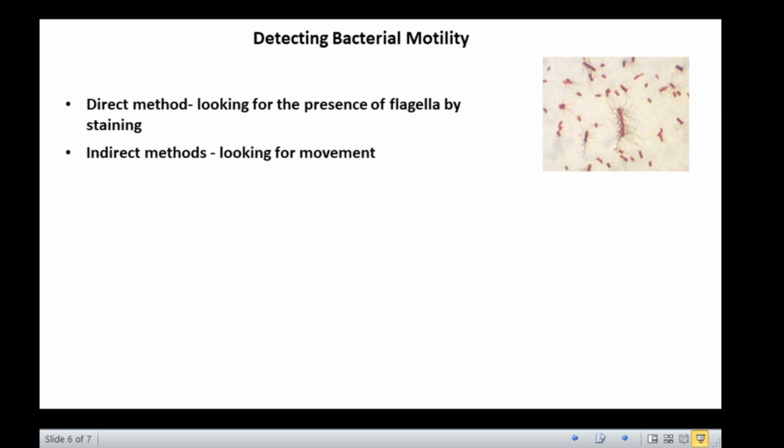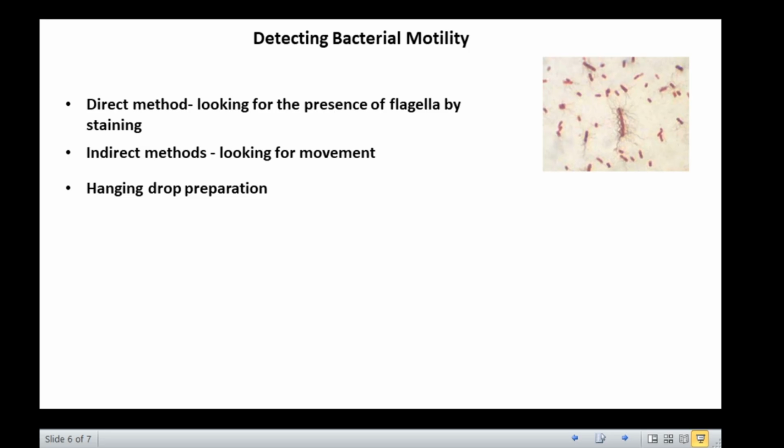Indirect methods involve looking for movement. Microscopy is a very commonly used method. It is possible to watch living bacteria swim around using the light or phase contrast microscope. For this, a hanging drop preparation is made.